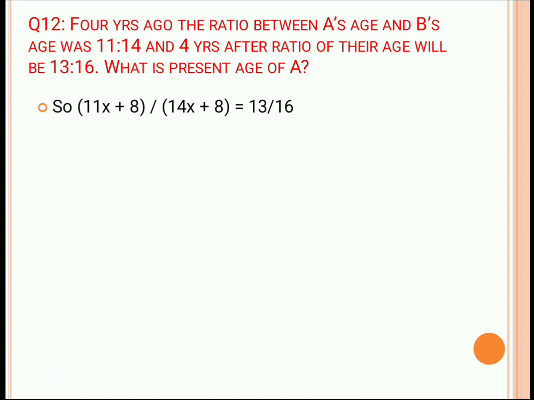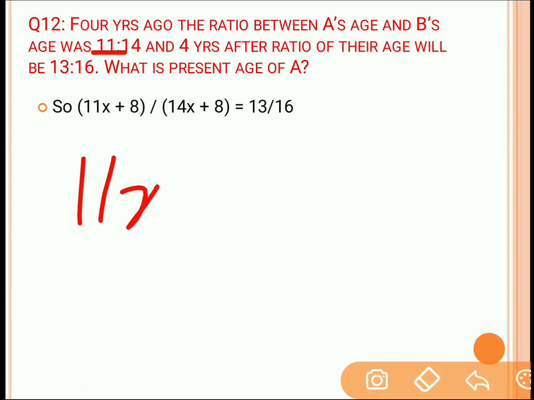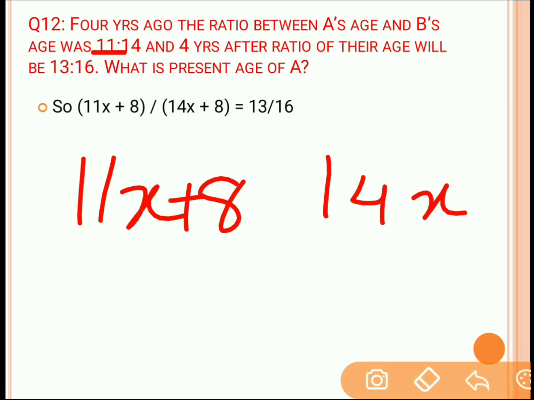11x plus 8, because the ratio is 11 is to 14. So 4 years before the present, the age of A was 11x, and 4 years before the present, the age of B was 14x. And 4 years after the present, there is a difference of 8 years. So 11x plus 8 will be the age of A 4 years after the present, and 14x plus 8 will be the age of B 4 years after the present. So the ratio of these two numbers is equal to 13 by 16.